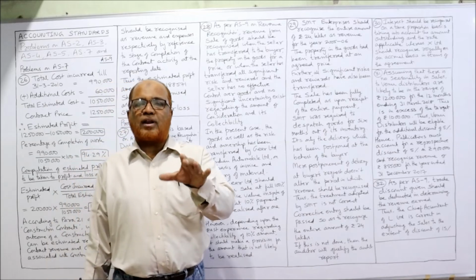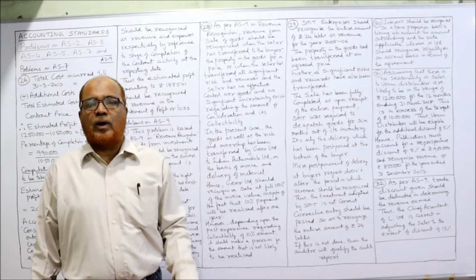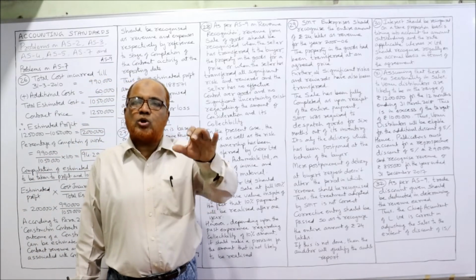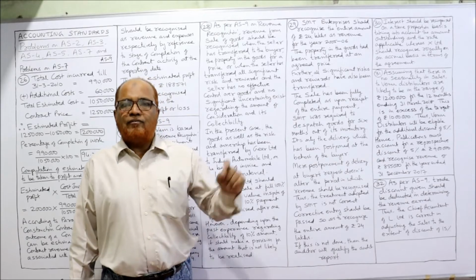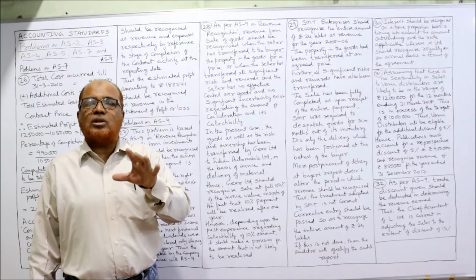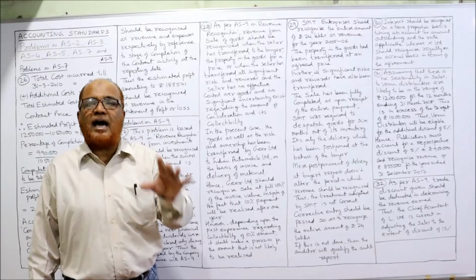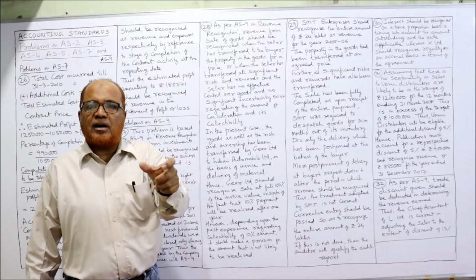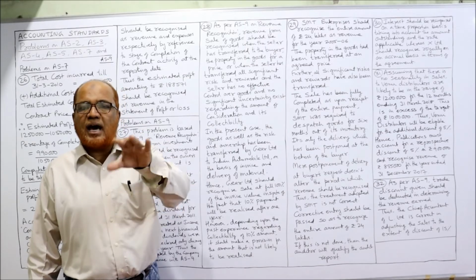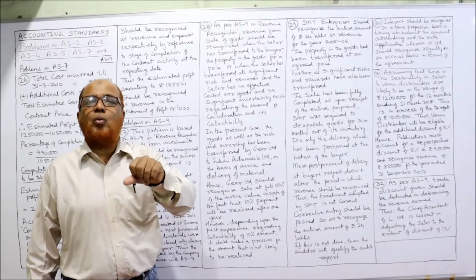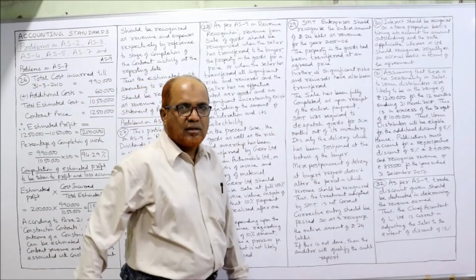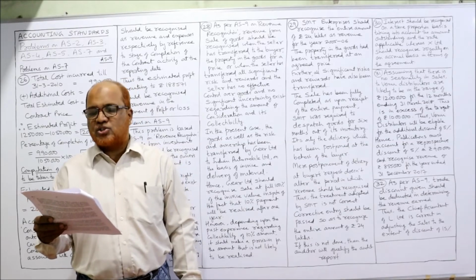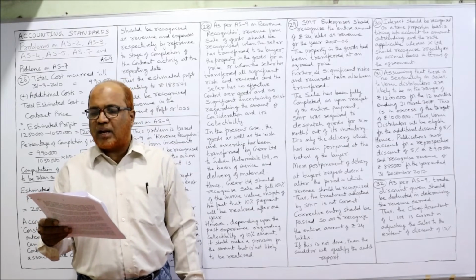What is the treatment of revenue recognition for interest and royalty? AS9 says interest should be recognized in proportion to time basis, whereas royalty should be recognized on the basis of accrual as per the agreement. That's it. This is the provision given by AS9. Interest should be recognized on time proportion basis and royalty should be recognized on accrual according to agreement.